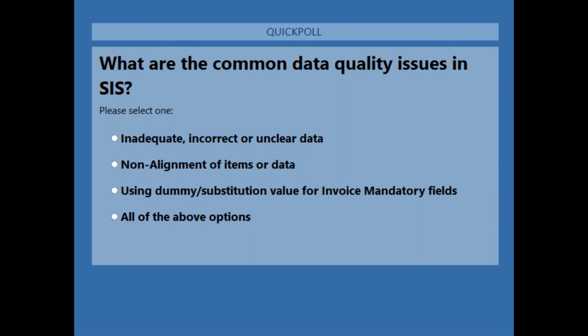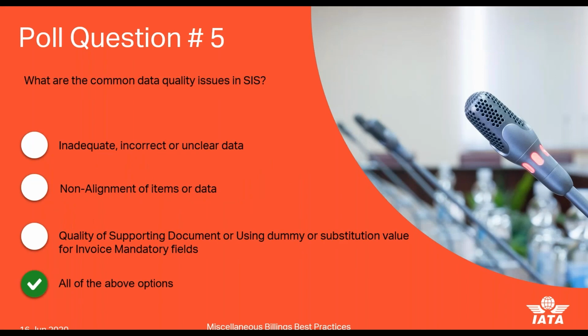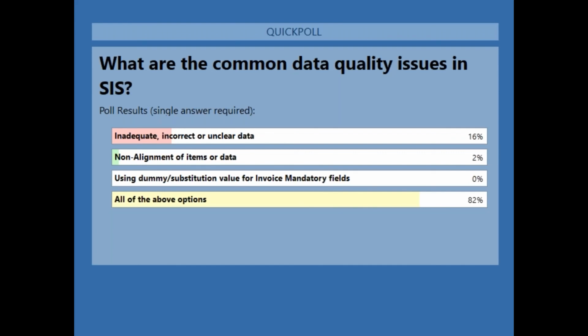So the next and last poll is for us: what are the common data quality issues in SIS? The answers are inadequate, incorrect, or unclear data, non-alignment of item or data, quality of supporting document, or using dummy or substitution value, or the last one is all the above options. So I see that this time there is a very, very strong response rate. Let's wait a few more seconds. And let's close. So the answer was all the above, and most of the people responded right.